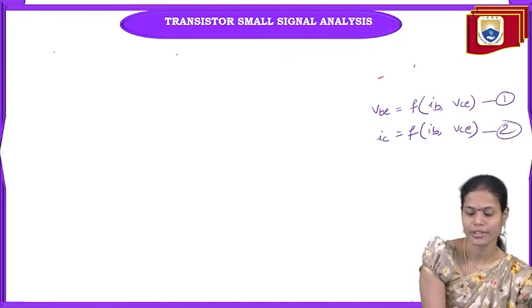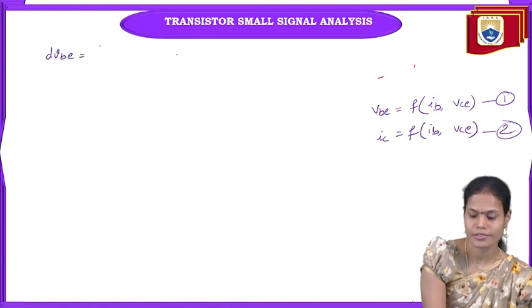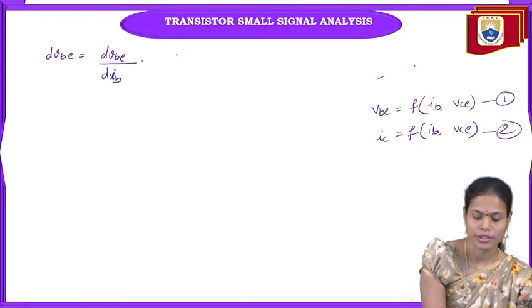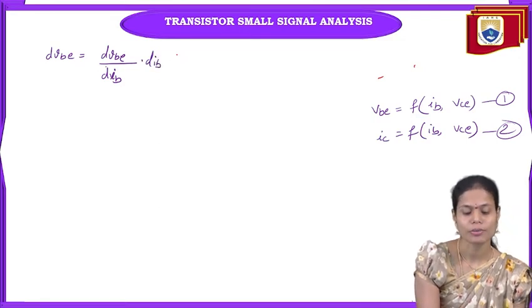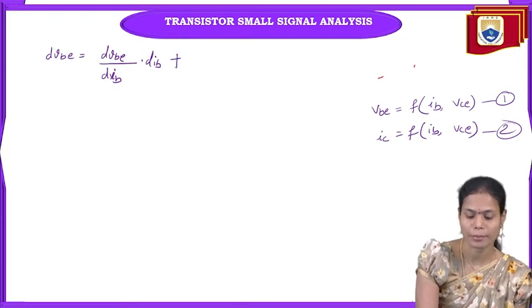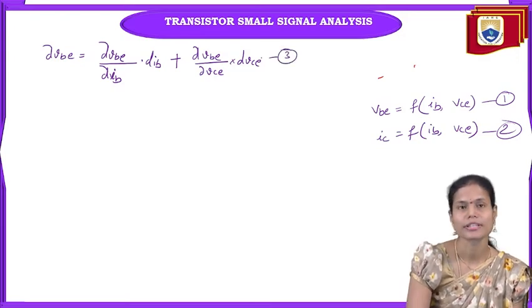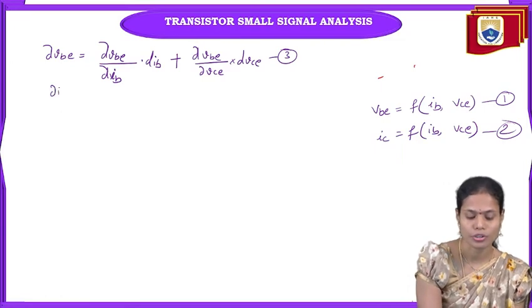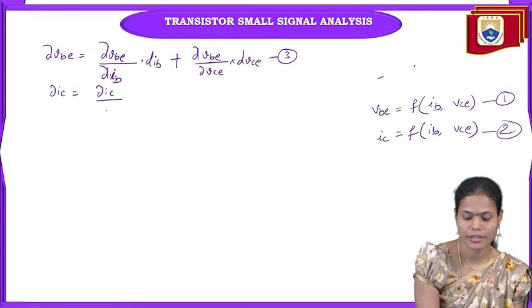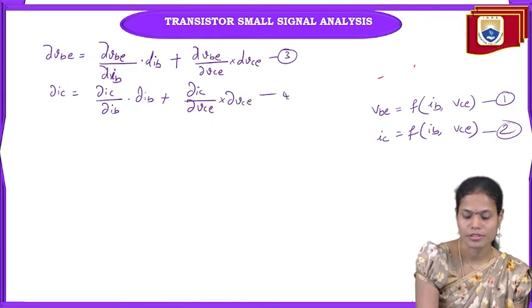From 1 and 2, I write the variation of VBE as dVBE equal to the partial derivative of VBE with respect to IB into dIB; if we cancel these two, we again get dVBE. Similarly plus the partial derivative of VBE with respect to VCE into dVCE. You can take it as partial derivatives because we are representing variations. This is my third equation. Similarly, the second equation can be written as dIC equal to partial IC by partial IB into dIB plus partial IC by partial VCE into dVCE. This is my fourth equation.